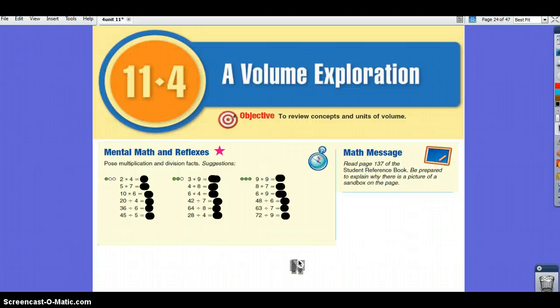11.4, a volume exploration. The objective is to review concepts and units of volume. Let's do some mental math and reflexes quickly.